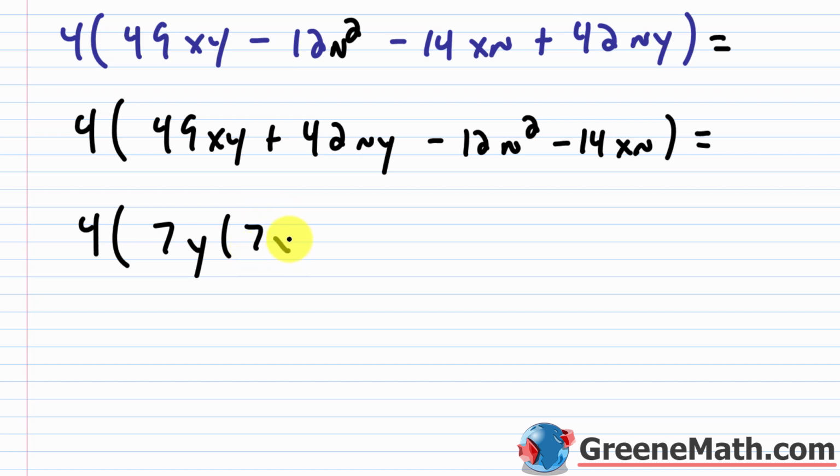Xy over y is x. Then plus 42ny divided by 7y. 42 divided by 7 is 6. Ny over y is n.